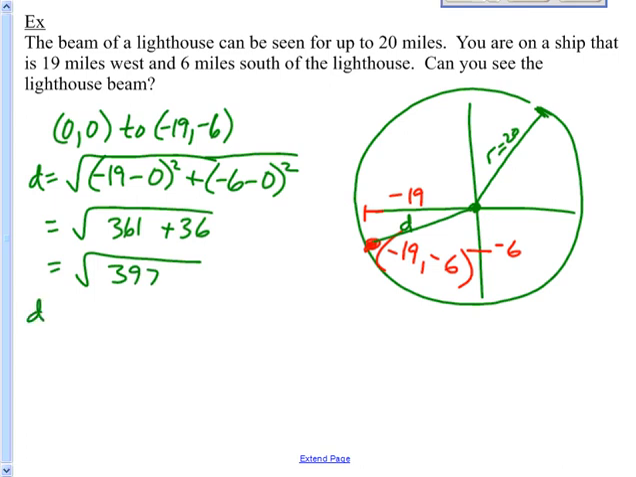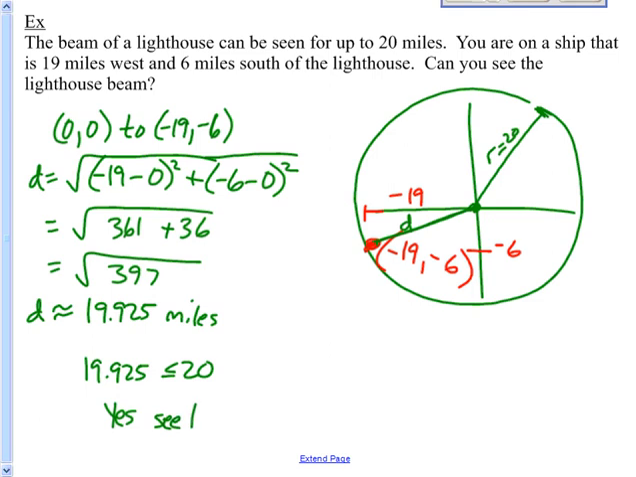And the square root of 397 is approximately 19.925 miles. Okay, so it looks like I drew that correctly because we're within that 20 miles, and since 19.925 is less than or equal to the 20 miles, then yes, we can see the lighthouse beam from our boat.